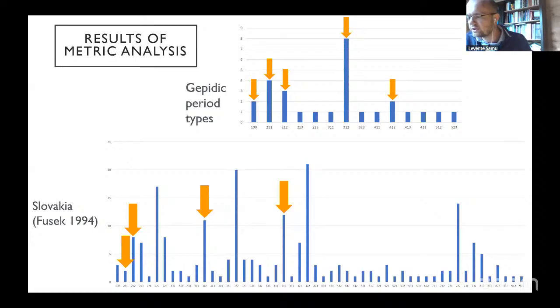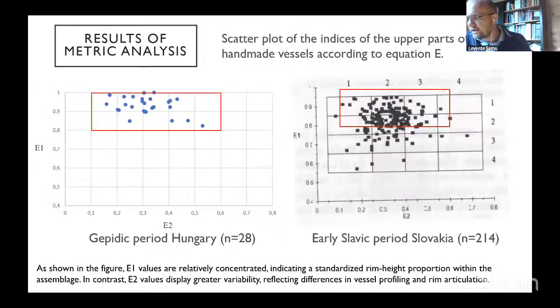Although the chronological and regional contexts are not identical, the parallels indicate a broader continuity of handmade ceramic traditions across the 6th-7th centuries CE. The scatter plot demonstrates that the Gepidic period vessels cluster within a relatively narrow E1 range, indicating fairly consistent rim height proportions across the assemblage.